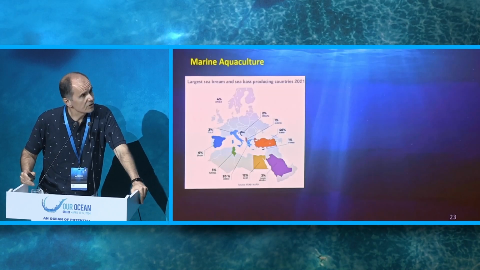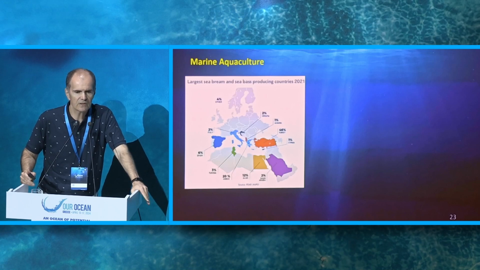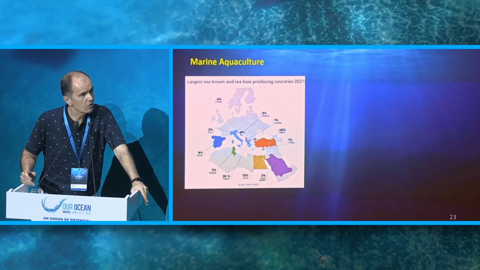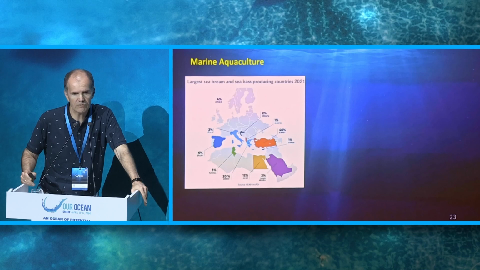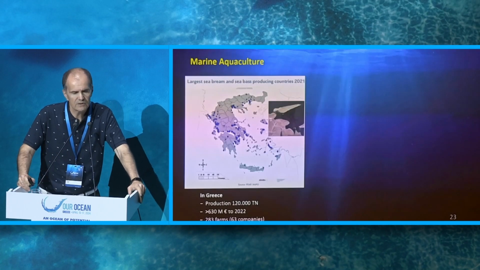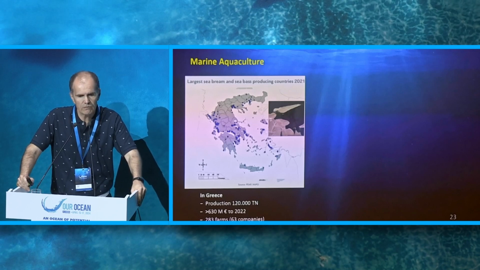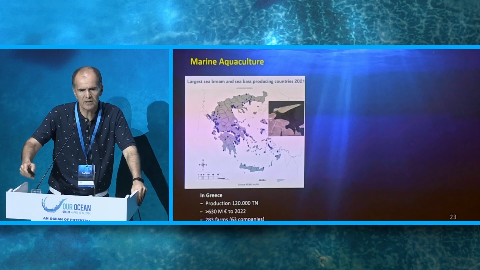Marine aquaculture in the Eastern Mediterranean is quite significant. Let's say Turkey, Greece, and Egypt alone are responsible for almost 3/4 of the production of sea bream and sea bass. And Greece in particular has almost 300 farms with revenues of more than 600 million euros per year.